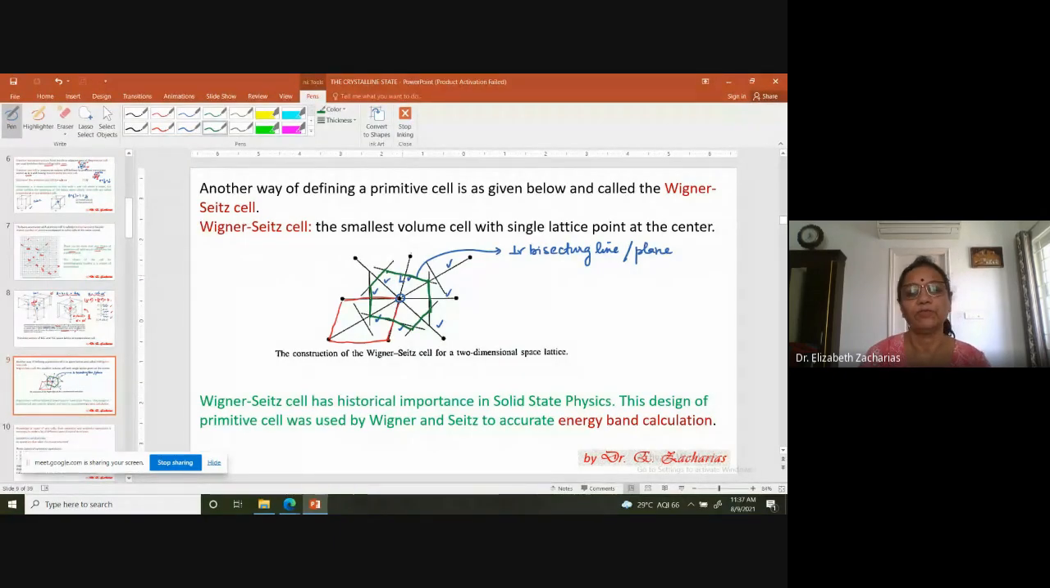It is named after the person who did it. So what you do here is, let's say I have lattice points like this. Okay, I'll show you another construction. 1, 2, 3, 4, 5, 6. Let's say this is my construction. I take the center one and connect it to all the neighbors, and then draw perpendicular bisectors.